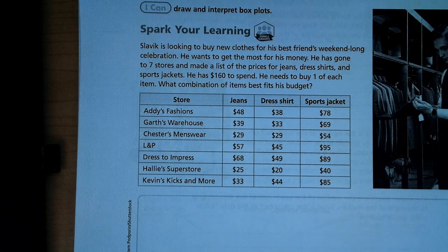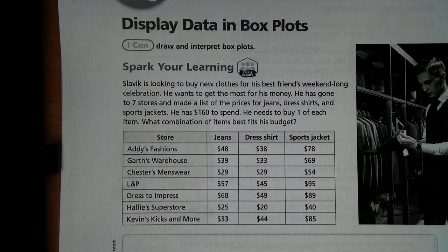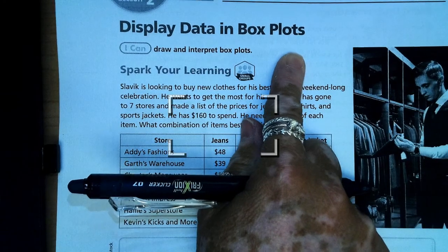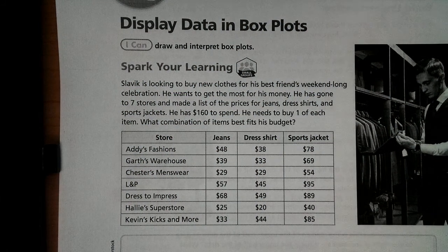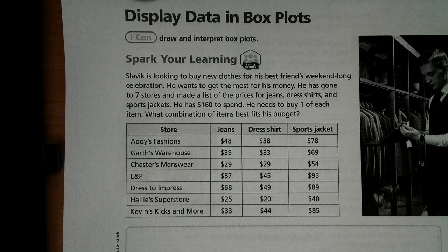All right. So today we are going to display data in box plots. So we are going to draw and interpret box plots. So it says Savlik is looking to buy new clothes for his best friend's weekend-long celebration. He wants to get the most for his money. He has gone to 7 stores and made a list of the prices of jeans, dress shirts, and sports jackets. He has $160 to spend. He needs to buy one of each item. What combination best fits his budget? Okay? Which combination best fits his budget?